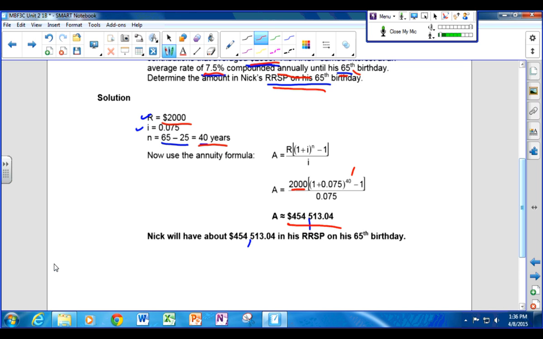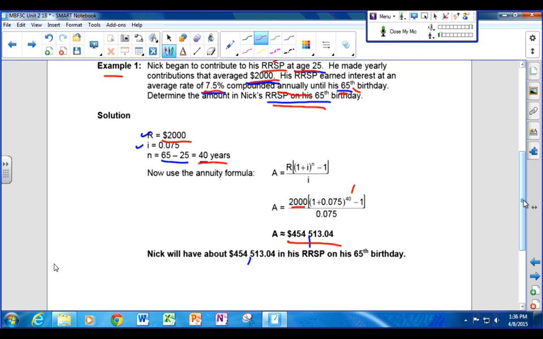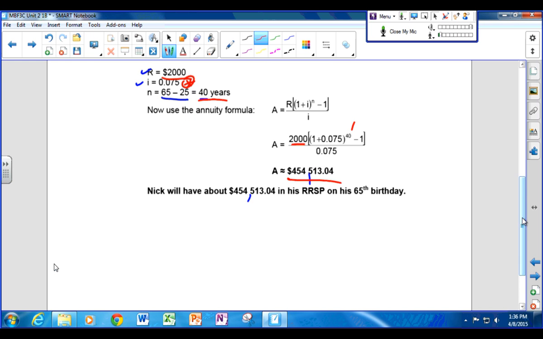At the end of it, he has 454,513.04. So that kind of gives you an idea of what it would look like, for saving that kind of money. That is, again, $2,000 per year. If you did it monthly, it would probably even be a little more, and you'd end up with a little more. Now, the interest rate might be a little unrealistic. I would stick closer to 5 or 6% to be more realistic. Okay.